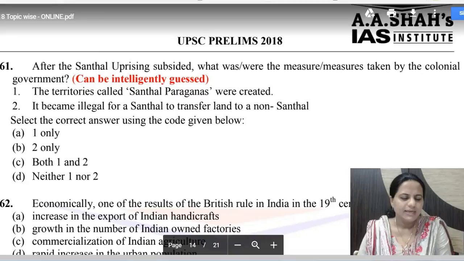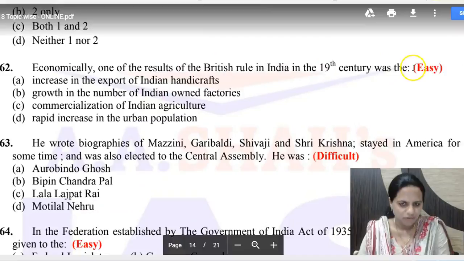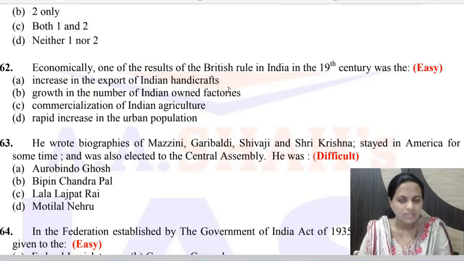Then next is, economically, one of the results of the British rule in India in the 19th century was, so economically, how did it affect India? The first is increase in the export of Indian handicrafts. We know that Indian handicraft exports did not increase; rather our handicraft industry was completely ended.